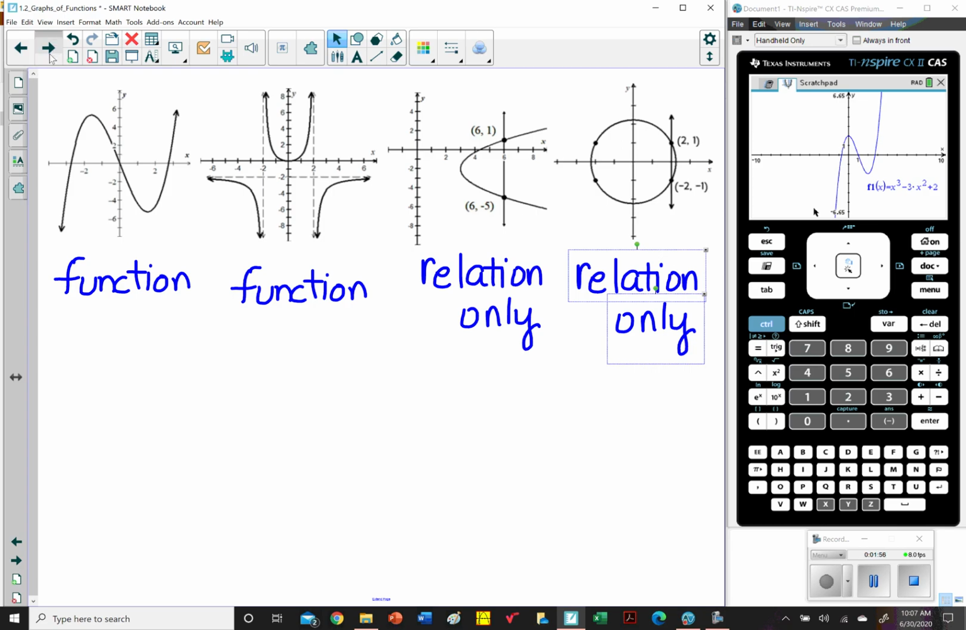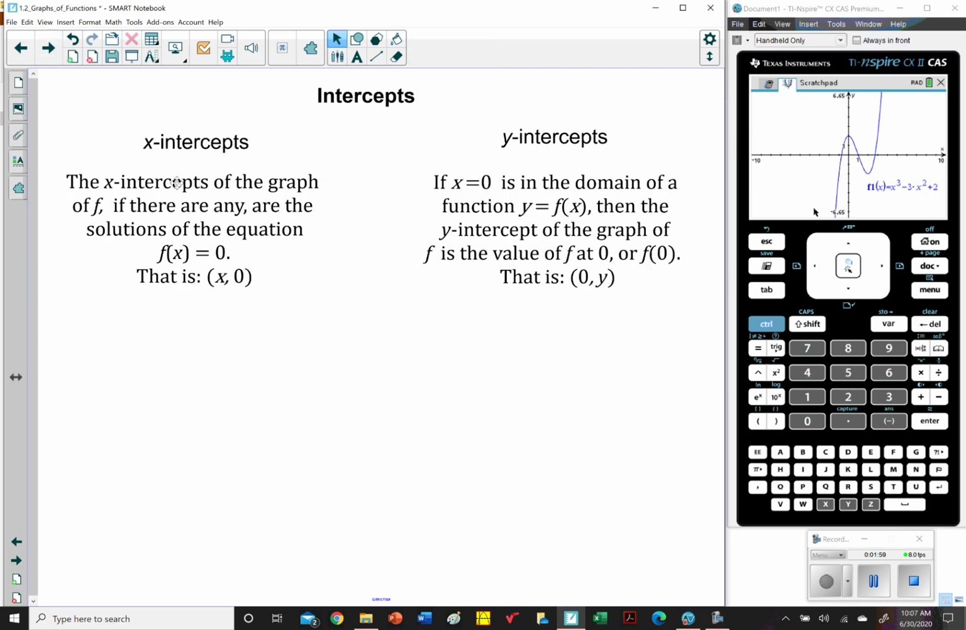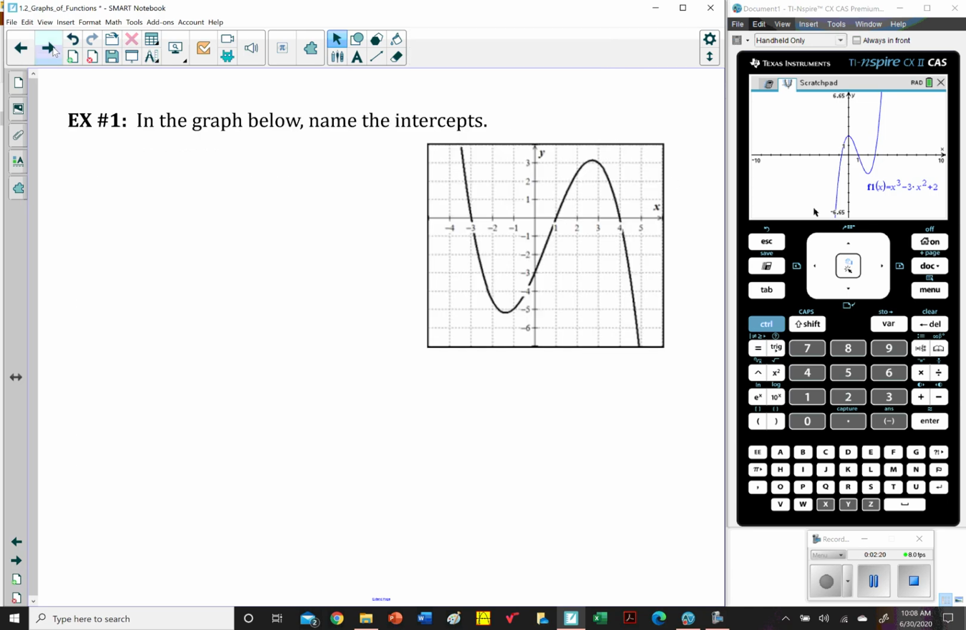Next, we'll look at intercepts. The x-intercepts are the zeros of the function, where the graph crosses the x-axis, and the y-intercept is the value when you substitute 0 into the function, the location where the graph crosses the y-axis. So let's explore that. Here in this graph, we want to look for the intercepts. There's an x-intercept at -3, one at +1, and one at +4. So we have 3 x-intercepts.